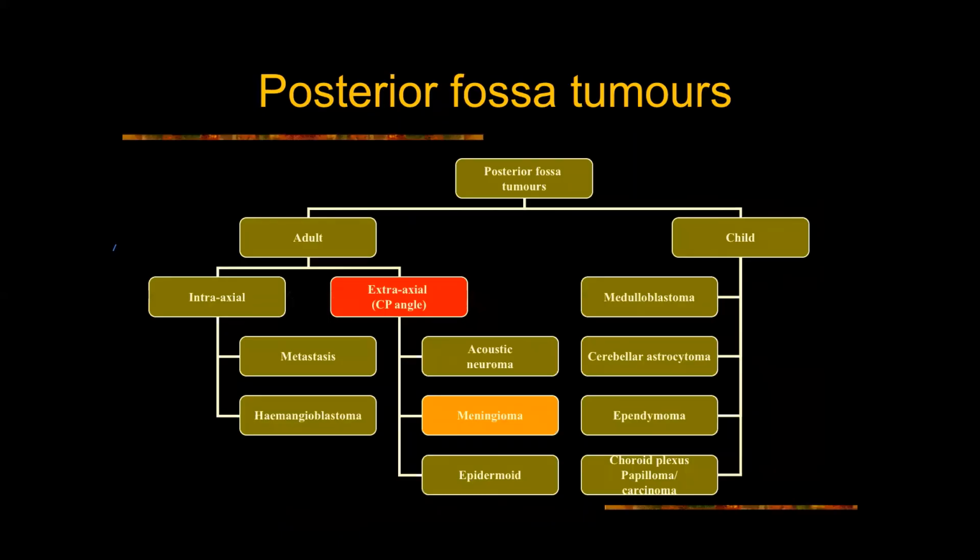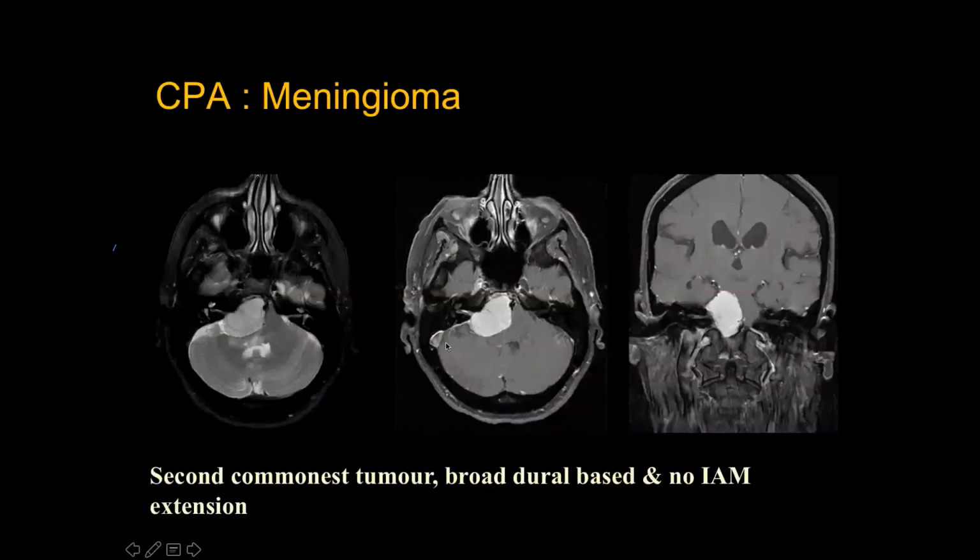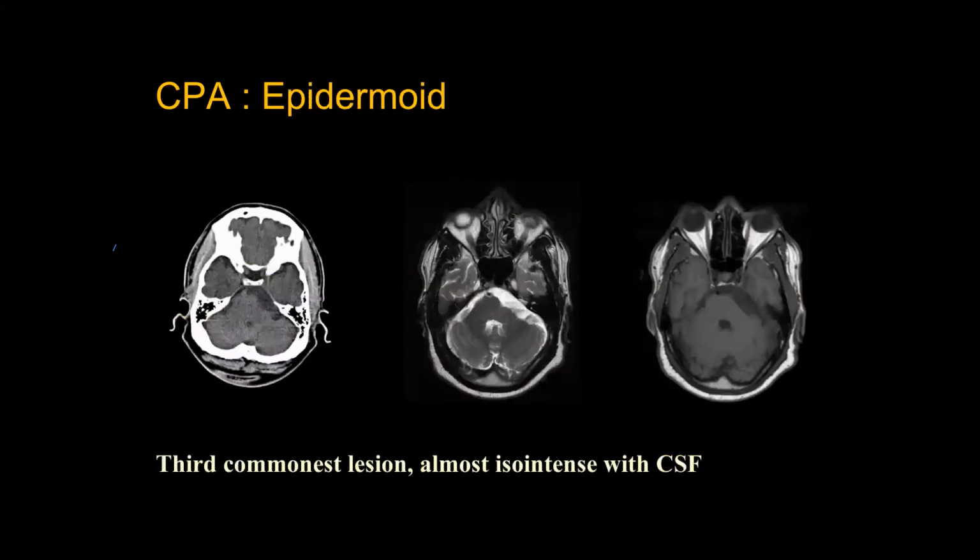The second commonest will be meningioma. Meningioma is slightly different. They tend to be big and butt against the petrous bone. They don't expand the internal auditory canal. They tend not to extend into it either. They occlude the porus acousticus. Based on the imaging, this is meningioma and not vestibular schwannoma.